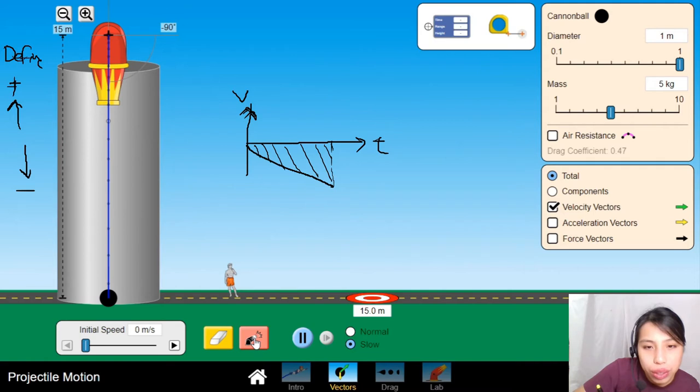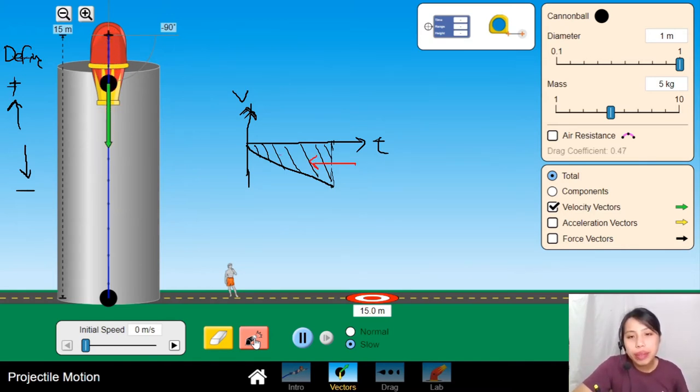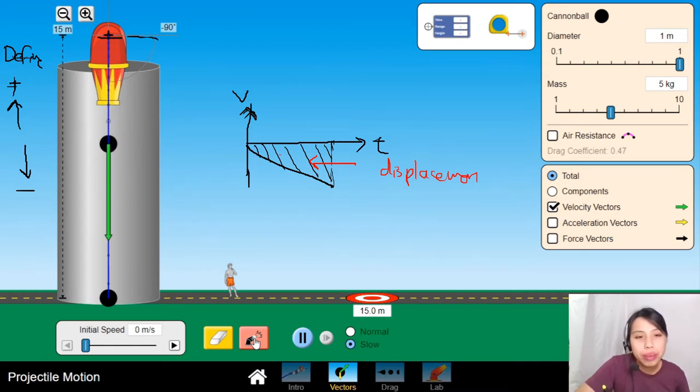And as we remembered earlier, the area under this graph means what? The area under this velocity graph will be the displacement. How far has the ball traveled? For this cannon picture, it will be from the top right here all the way to the bottom, height h, or displacement s, whatever you're going to call it.